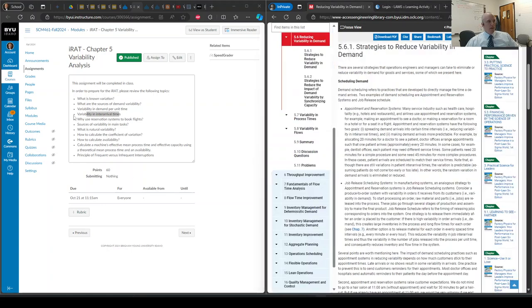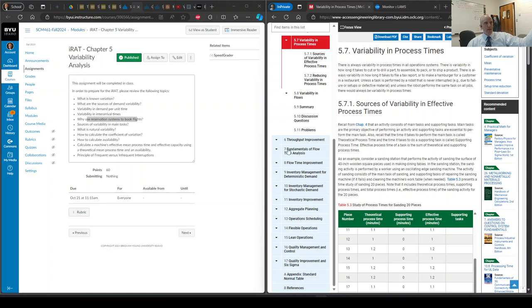The next question is dealing with reservation systems to book flights. This is talking about scheduling demand. So 5.6.1 says strategies to reduce variability in demand. One of those strategies is to incorporate reservation systems. And it talks about why that's significant here. So that's where this is. Why use reservation systems to book flights? That's going to help reduce variability in demand.